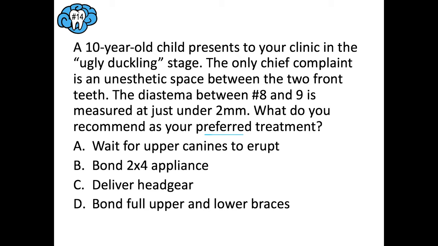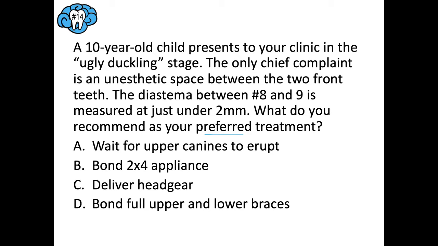Okay, so the ugly duckling stage is going to be at around age 10, 11, 12, and that's where the 4 permanent incisors are in the upper and the lower, but there's this unappealing space between those two front teeth. Now, aesthetics is subjective, but quite a few children and their parents can be self-conscious about that space developing.